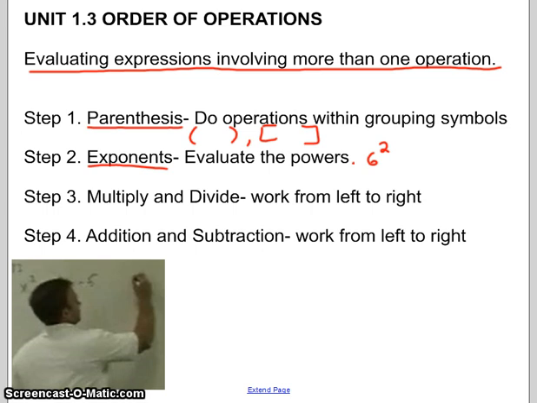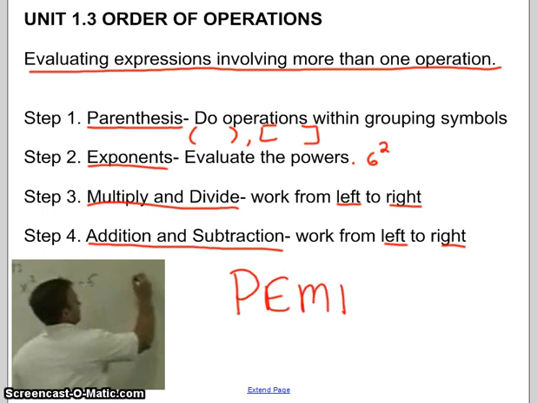Third step is we're going to multiply and divide. When we multiply and divide, we're going to look for any multiplication or division symbols, and we're going to work from left to right. It's very important. And then the last step is to add and subtract. And again, we're going to work from left to right, looking left to right in our equation. The acronym you guys might have seen before is PEMDAS. Parentheses, then exponents, multiplication and division, then addition and subtraction.